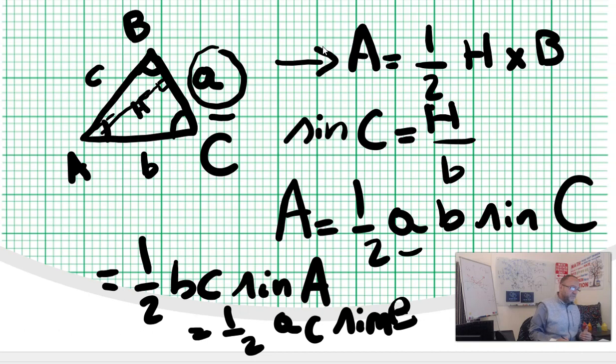So if you choose B as your base, you get half of BC times the sine of the angle between them. What's the angle between them? It's the other angle, A. And if you go half AC, it's the angle B, sine of B. So again, you are not memorizing anything here. You're just going by what you learned as half of height times base. And we're following through with that.